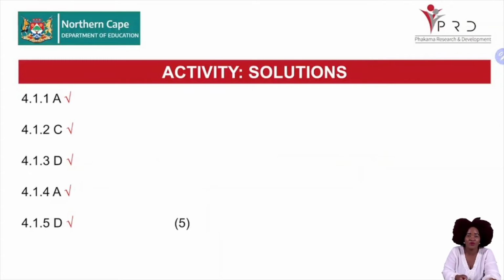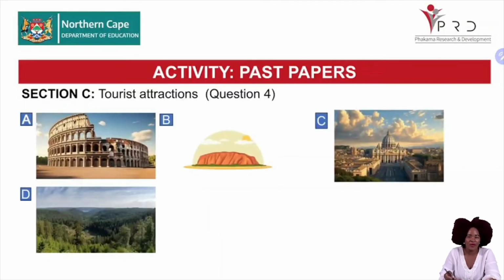Let's move to another activity, grade 12. This one, you are going to do alone. You are doing this activity on your own. Section C, tourist attractions, question 4. I don't want you to forget that you are dealing with section C, question 4. Now, I want you to examine these icons. Remember, in one of the examination tips, it said you must be able to identify the pictures, and also in the common errors.